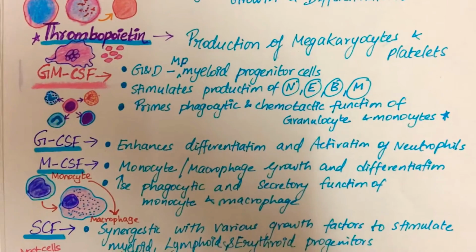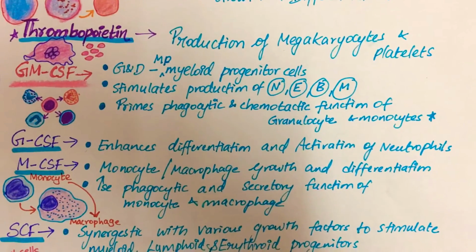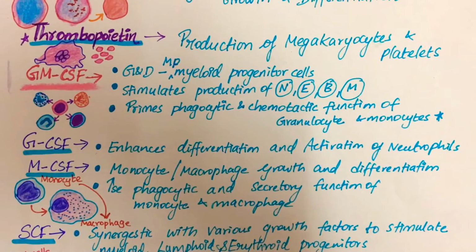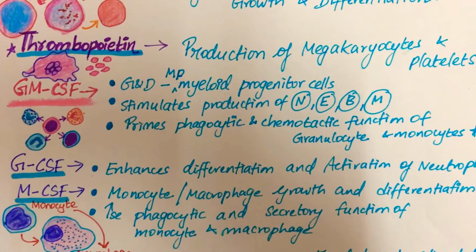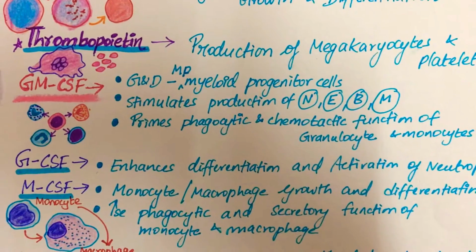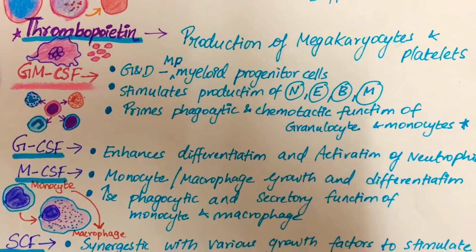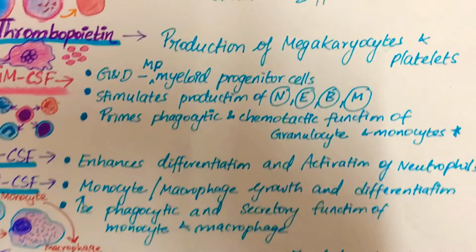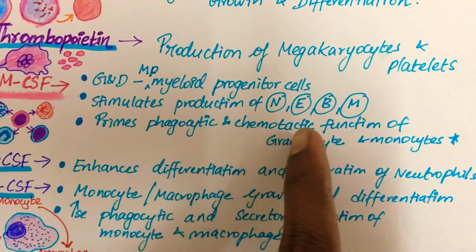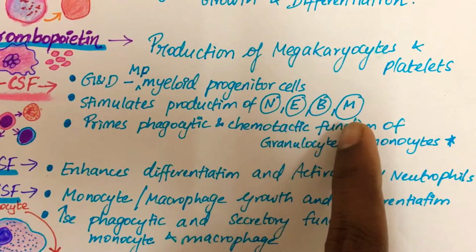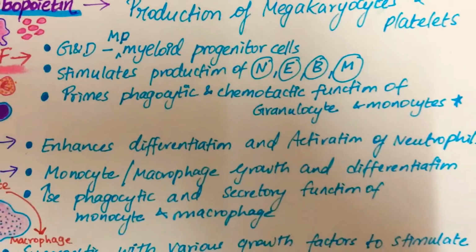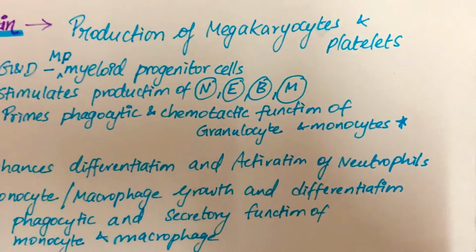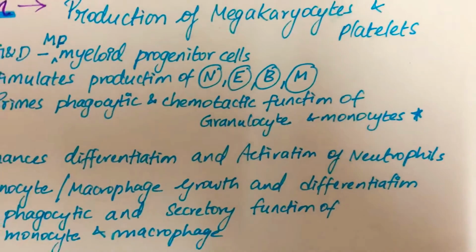And third, importantly, you have granulocyte macrophage colony stimulating factor. This is going to enhance the growth and development of multipotent myeloid progenitors. It also stimulates the production of neutrophils, eosinophils, basophils, and monocytes. It also primes the phagocytic and chemotactic function of granulocytes and monocytes.